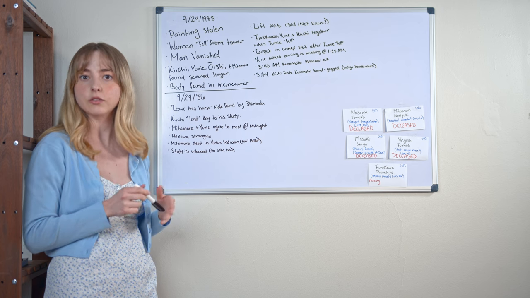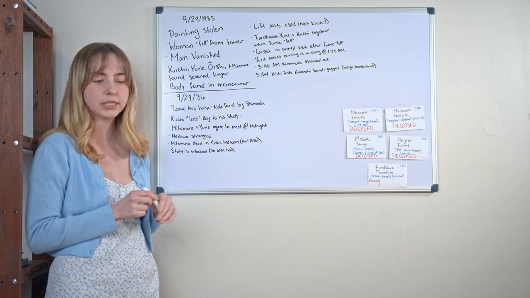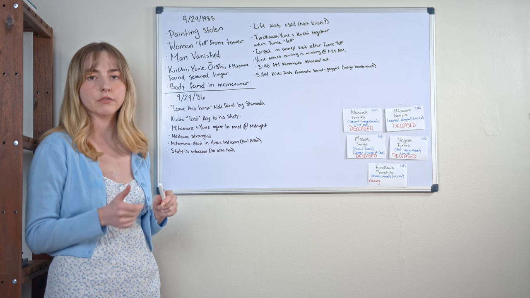One thing I forgot to mention is before the two bodies were found, Kichi finds that his study was unlocked. He has no idea how or who unlocked it, but he also finds the key on the floor in front of the study.